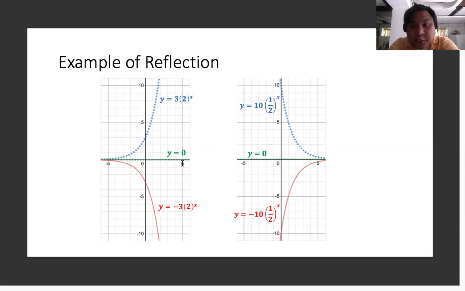Reflection would be the first transformation you consider. Later, as we go to translation, if the function you are given has reflection and translation, you always consider reflection first.